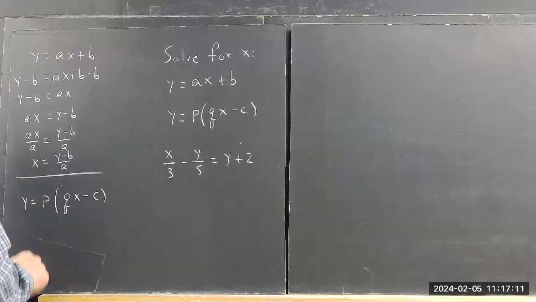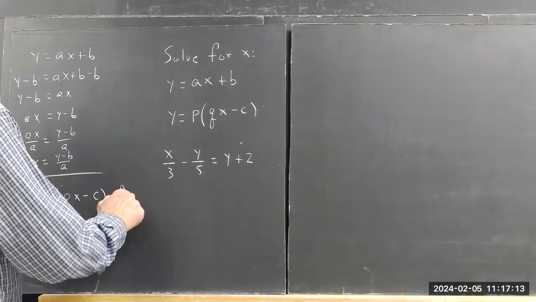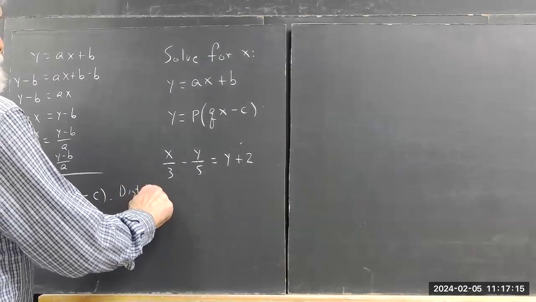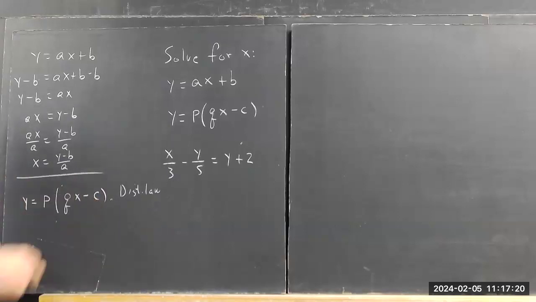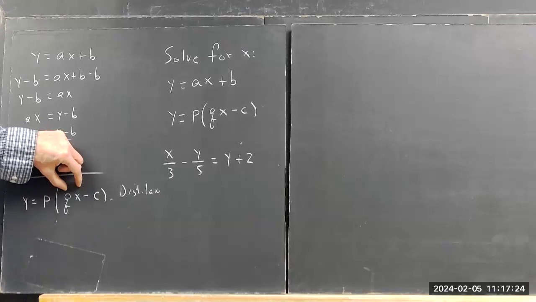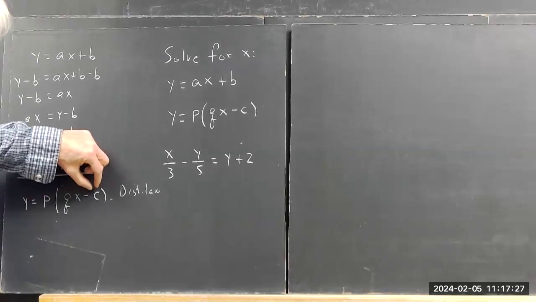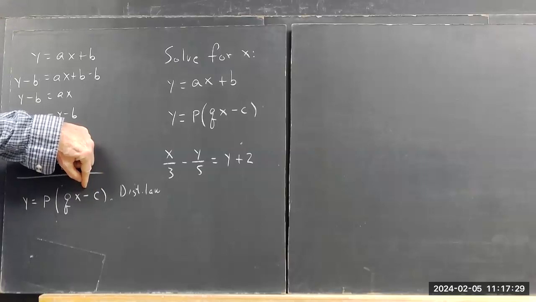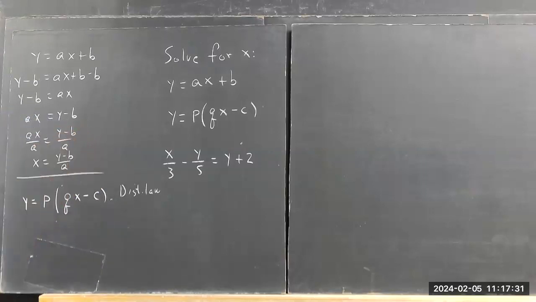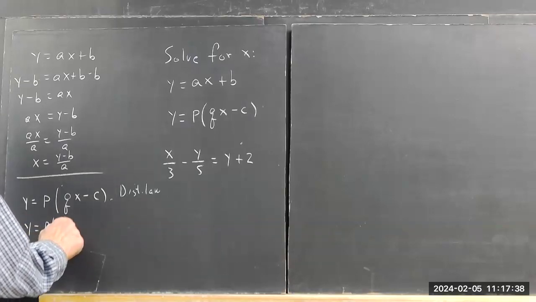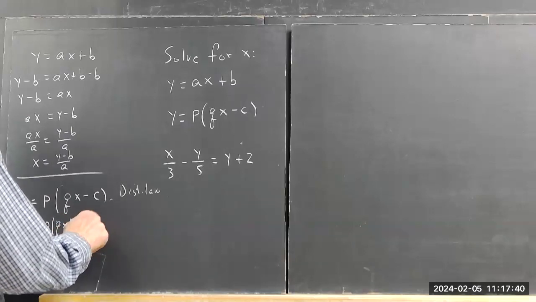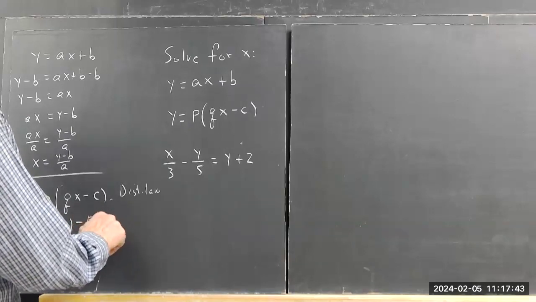All right. You've used the distributive law. A P out here in front of something with all these parentheses in it means P is multiplied by this, and P is multiplied by this with a minus sign. Okay. So we write this as Y equals P times QX minus P times C.